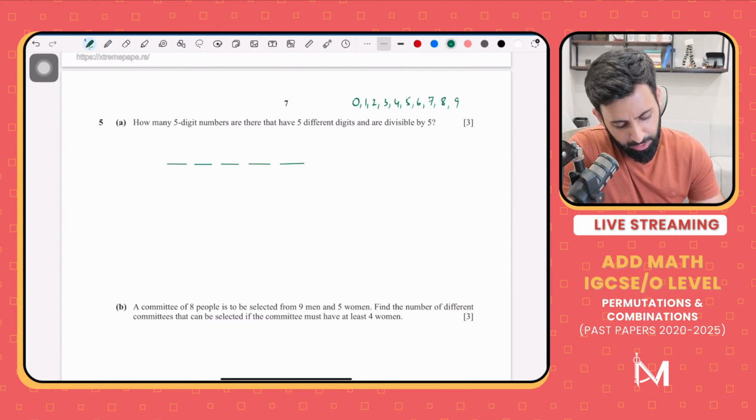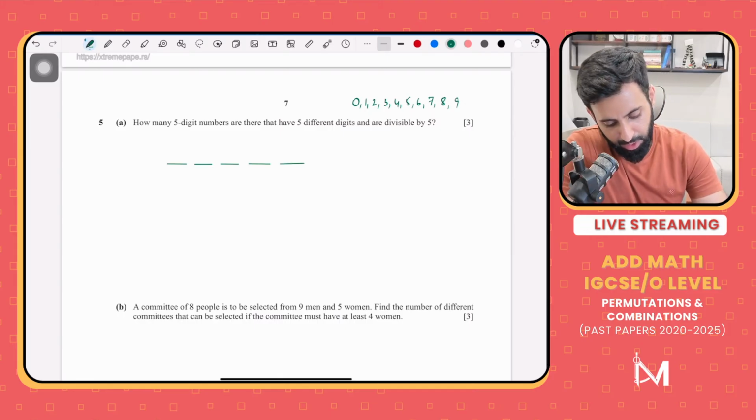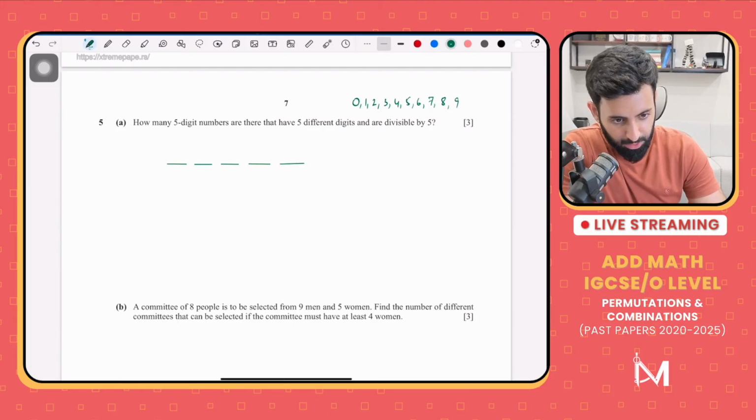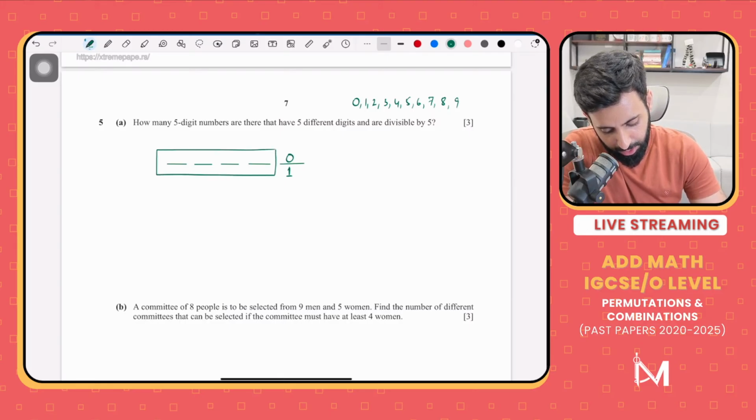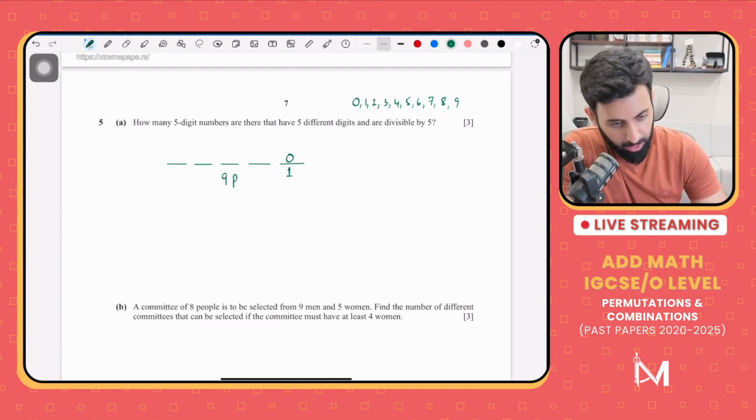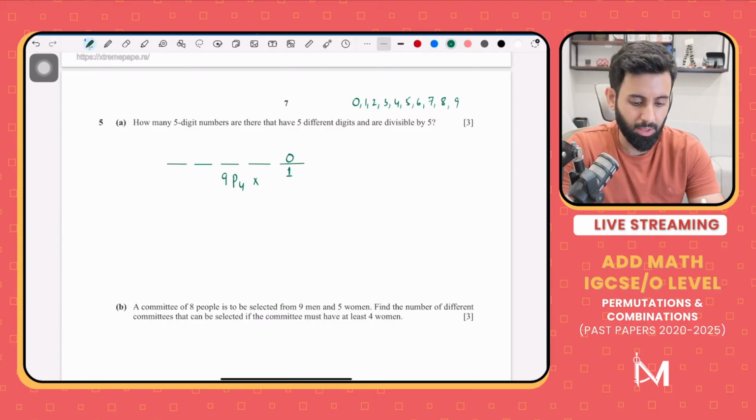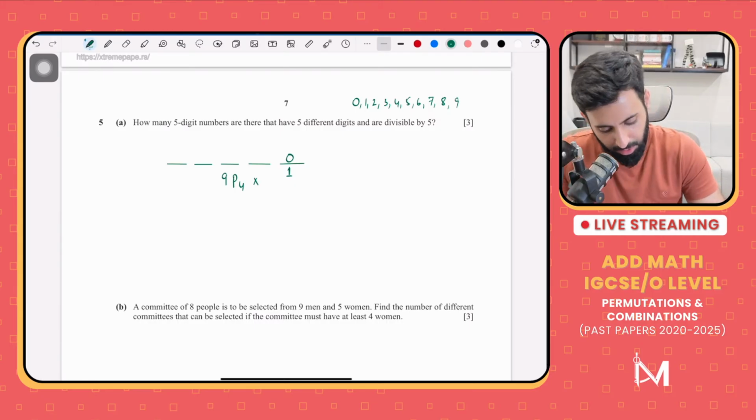So it says how many 5-digit numbers are there that have 5 different digits and are divisible by 5. Okay, how do you make sure that the number is divisible by 5? By either having a 0 or a 5 in the last place. So that means we can have a 0 as the last digit, so that's just one option. Now if you have 0 as the last digit, you start with 10 digits, and you've already selected 1, so now you're down to 9, and here you have to use 4 of them, so that's 9P4. So 9P4 times 1 is equal to 3024.